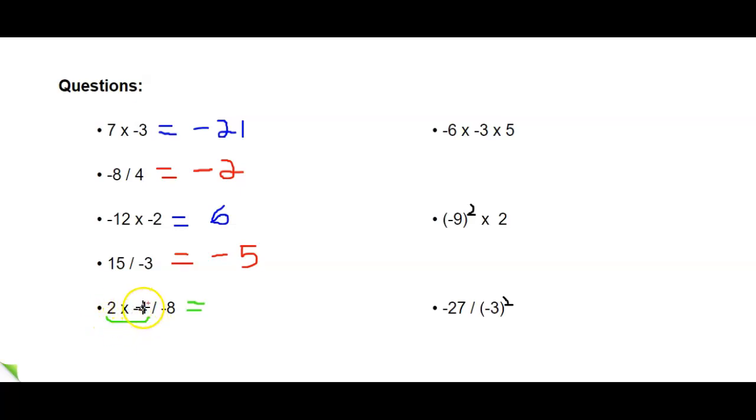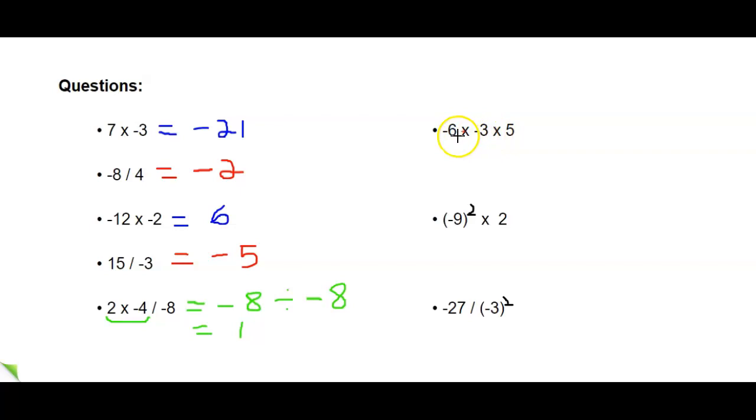2 multiplied by negative 4 equals negative 8, because positive times negative is negative, and 2 times 4 is 8. Now negative 8 divided by negative 8 would give us what? A negative divided by a negative equals a positive, and 8 divided by 8 is 1. So our answer is 1. Okay, so we're going good so far.